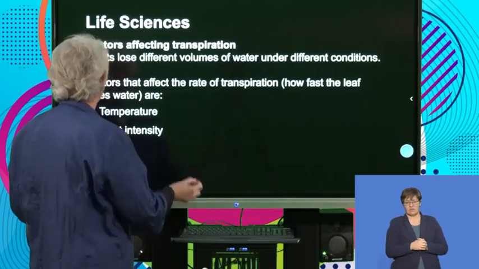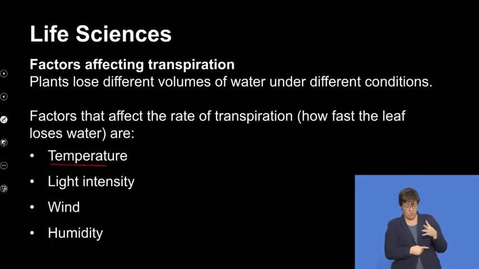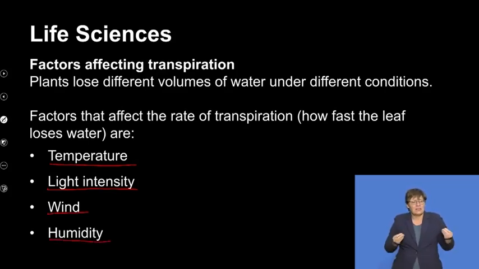The four we're going to be looking at are temperature. If it's hotter, do plants lose water more quickly? Light intensity. If it's brighter, do plants lose water more quickly? If it's windy, do they lose more water more quickly? Or if it's humid, if there's moisture in the air, will they lose water more quickly or more slowly? So we're going to have a look at each one of these to see how does this work.